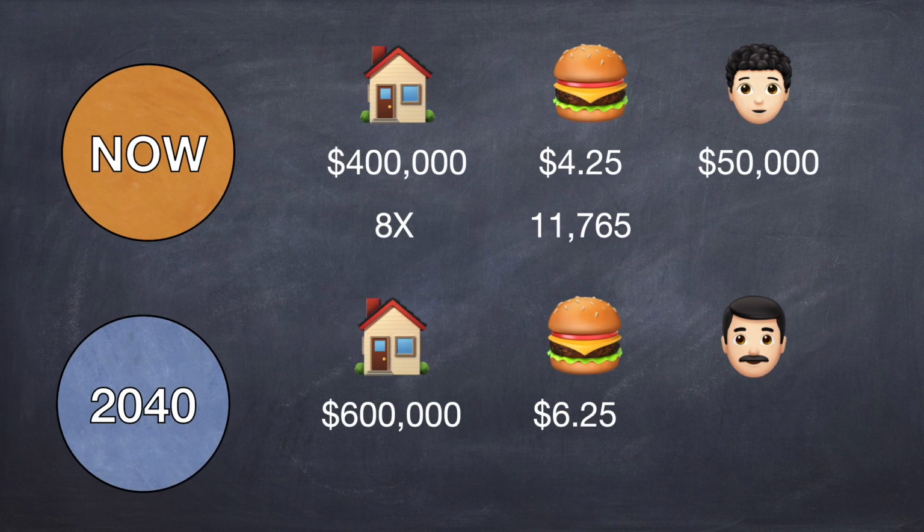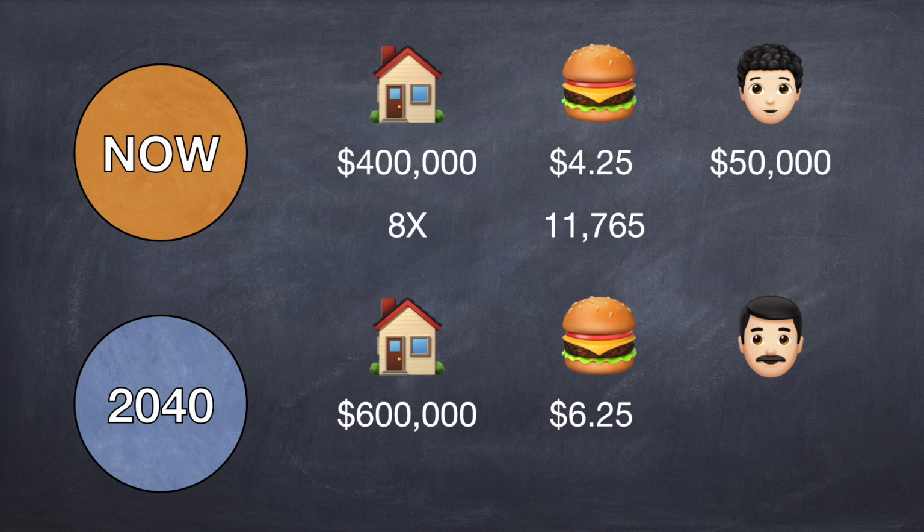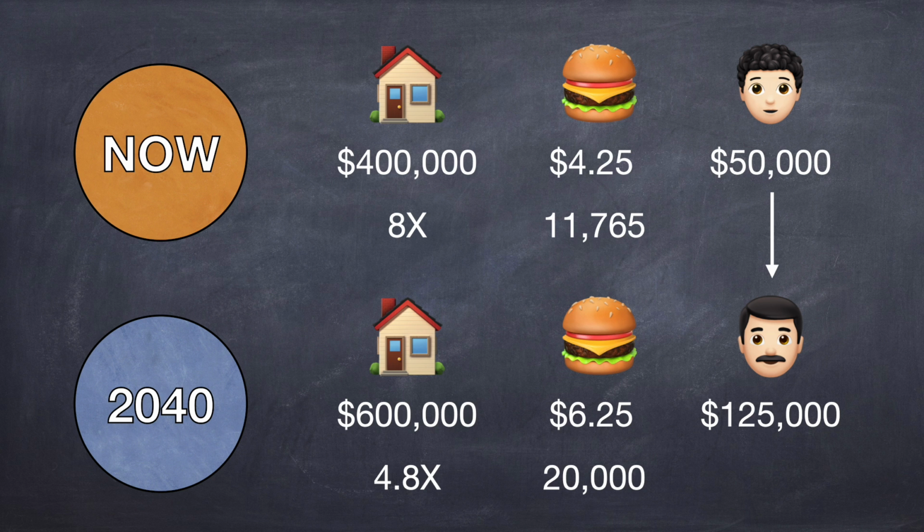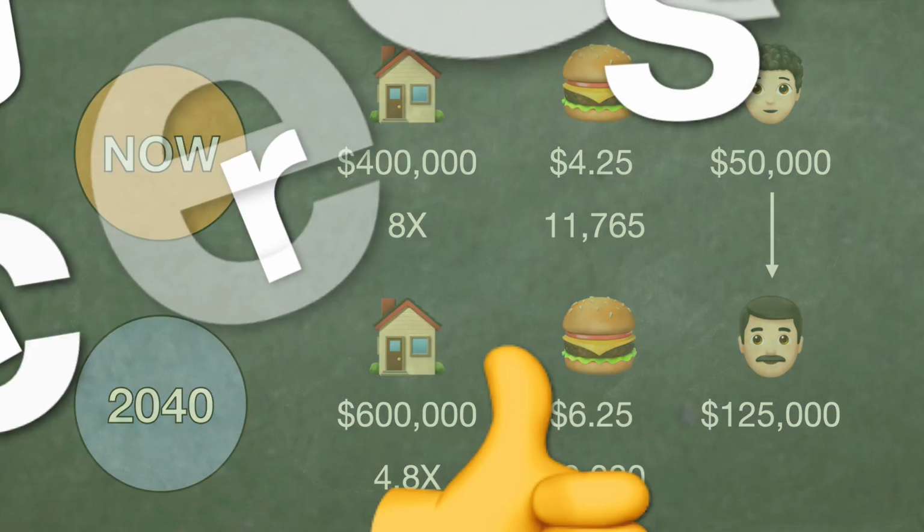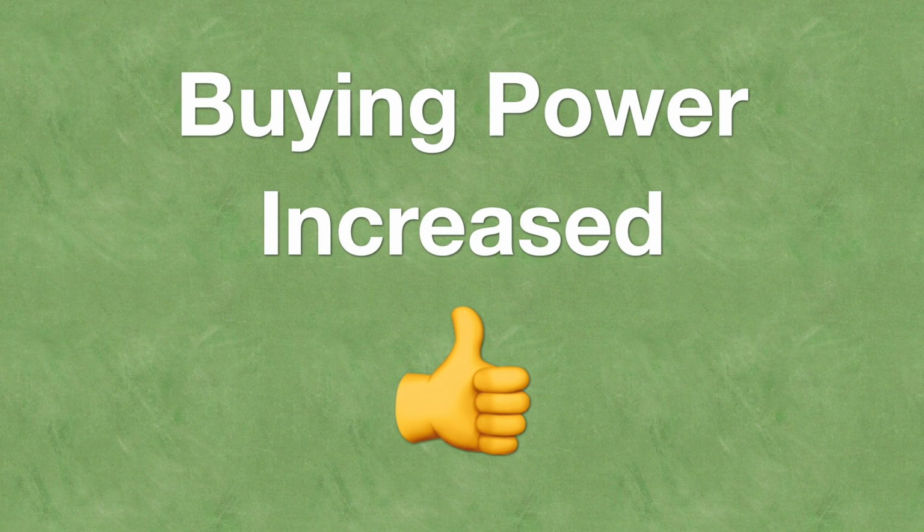So let's look at this example, and let's say everything's the same here, but now in 2040, instead of making 80,000, you are making 125,000, and let's say the housing and hamburger price inflation is roughly the same. So now 600,000 divided by 125,000 is 4.8x. So now you won some buying power there, and you can now buy 20,000 hamburgers. When your wages went up at this rate compared to inflation, your buying power increased, and that's what you want.